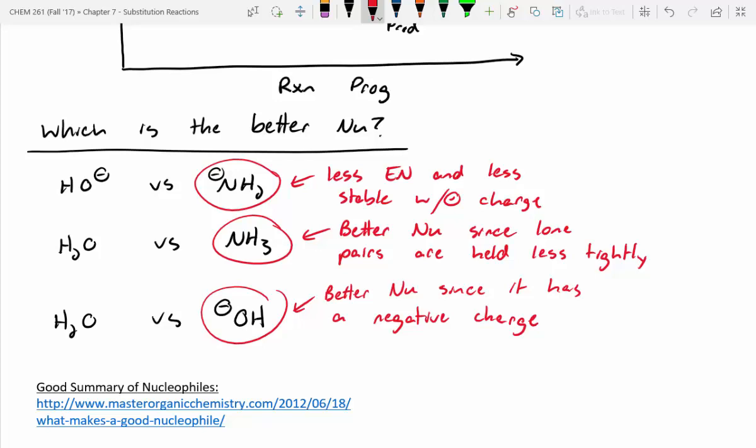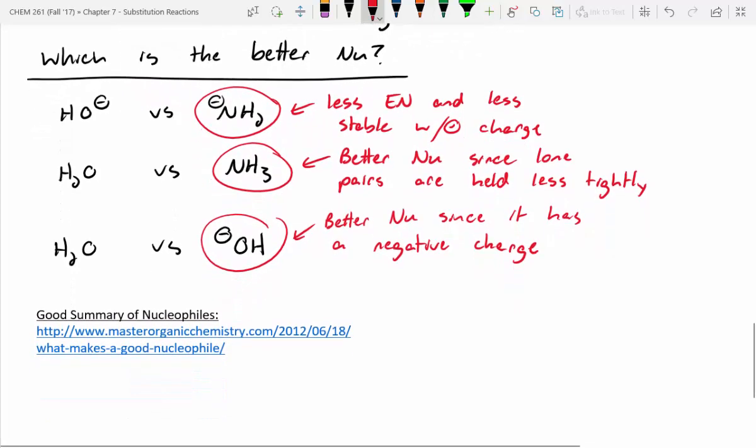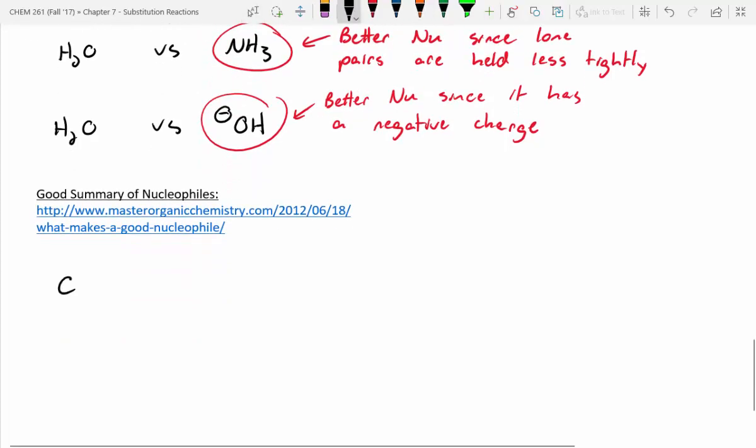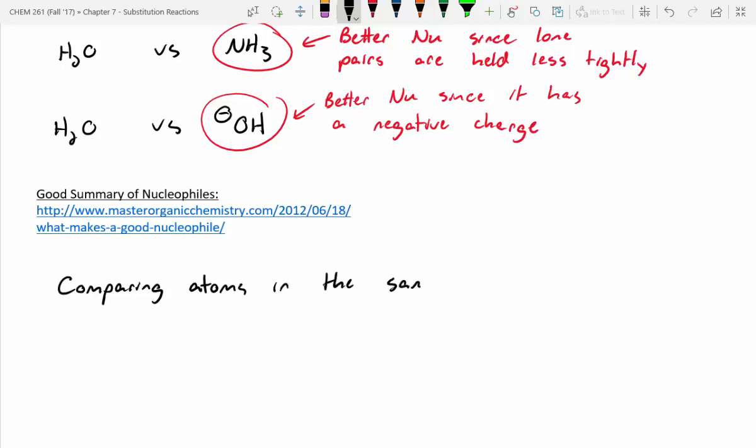All right, and then just to give a plug to this website, the Master Organic Chemistry website has a really good summary of what makes a good nucleophile. And one of the things he ends on is talking about the solvent. And the solvent plays a critical role in how nucleophilic something is. So we're going to talk about that next. So let's do this. Comparing atoms in the same column depends on the solvent.